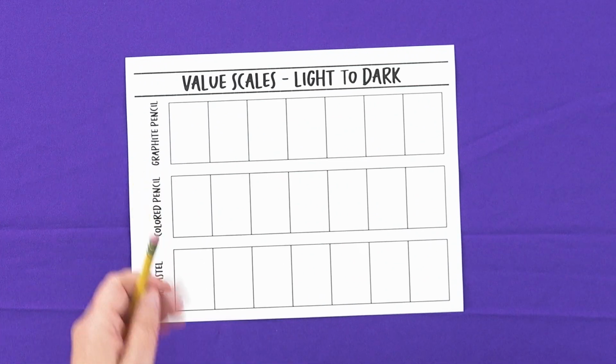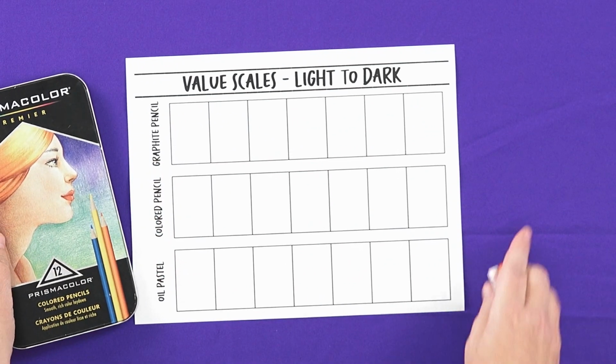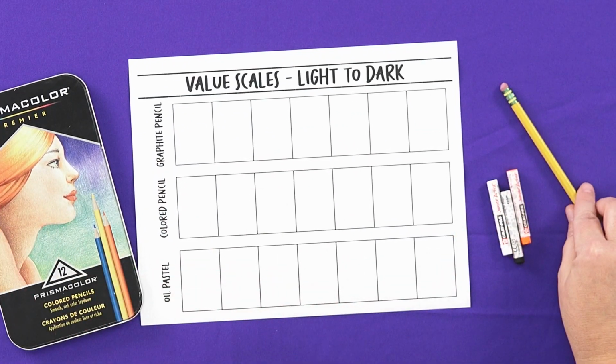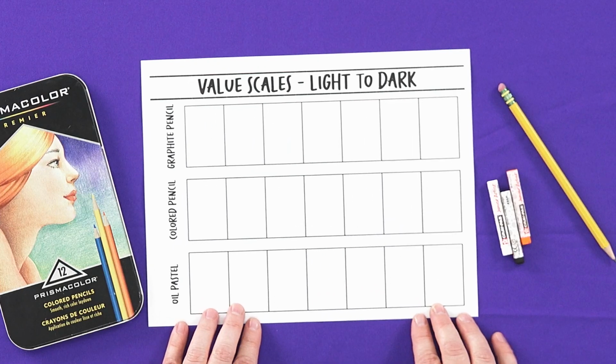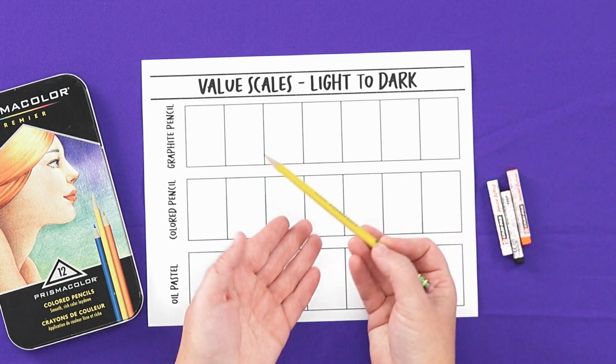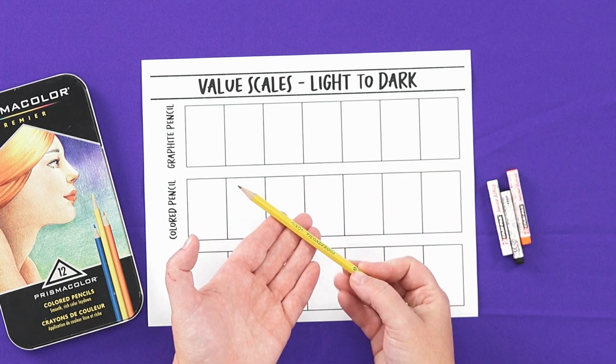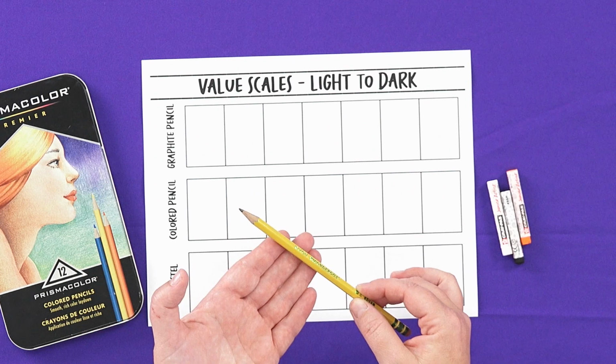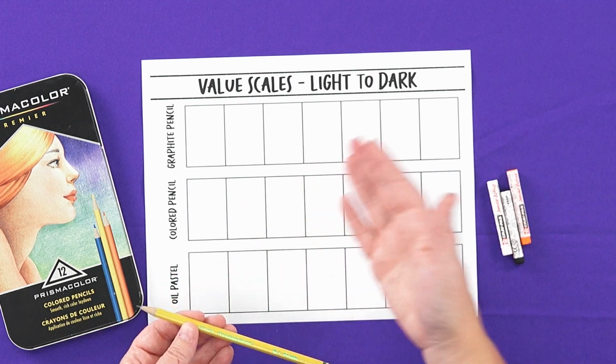As you introduce value to your students, it's important for them to practice making value scales. I have provided a handout for your students to use. The handout has 3 blank value scales. In the first value scale, have your students use a graphite pencil to fill in the sections, either using the pressure or layering technique to achieve tints and shades.